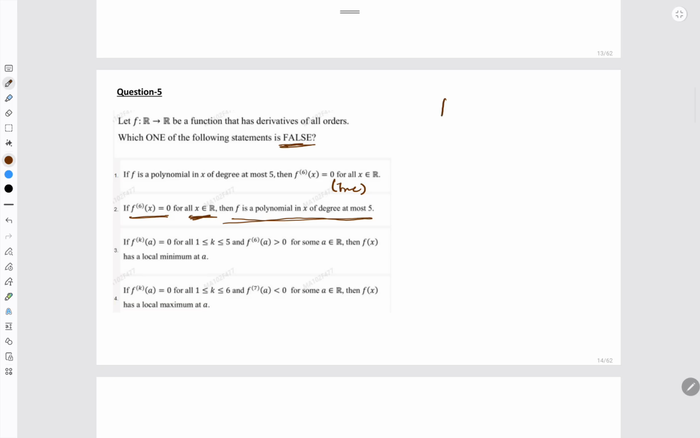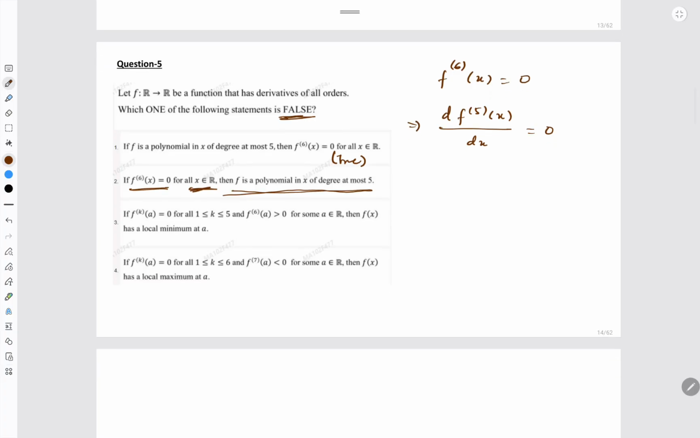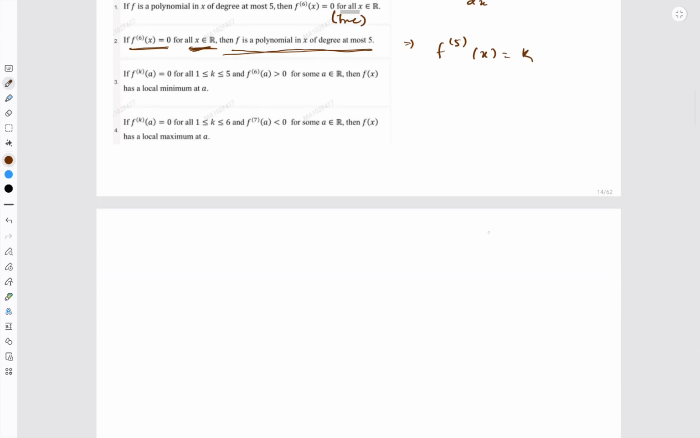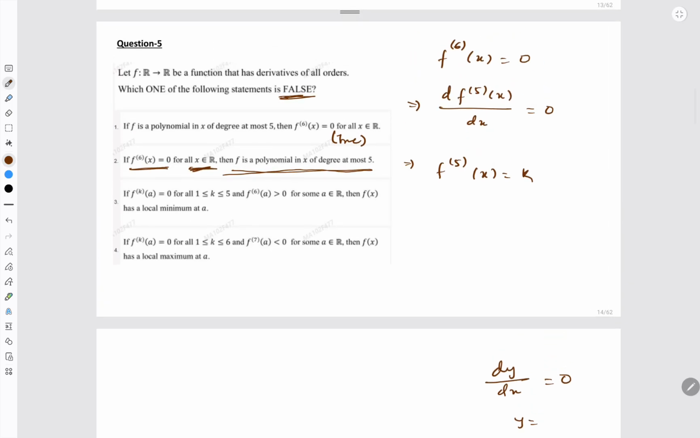So let us say f6 of x of such a function is 0. That means what? The derivative of this is 0, right? This I can write as this. That means f5 of x is nothing but a constant, because a constant's derivative has to be 0, right? We know that we can solve a differential equation of a function whose derivative is 0. Then y will be a constant function. We can integrate, right?